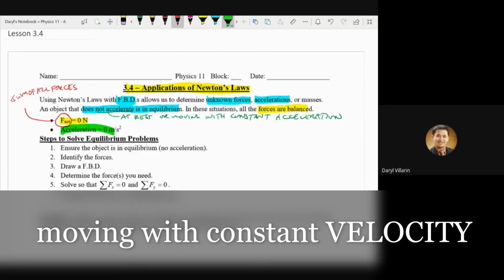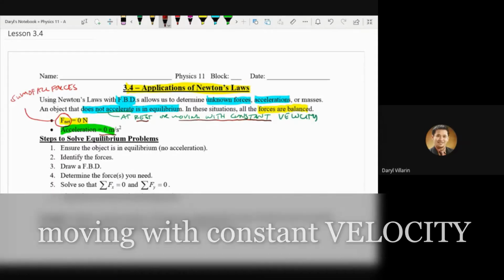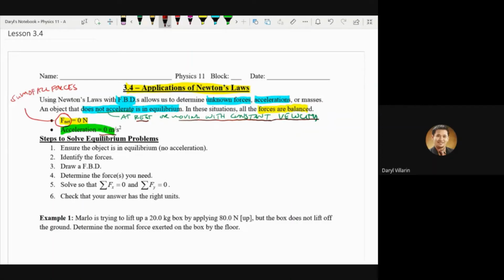But then again, if the acceleration is zero, it only means that it's either at rest or moving with constant, no, not constant acceleration, but constant velocity. So constant velocity, at rest or constant velocity. So actually, we call this one equilibrium problems.